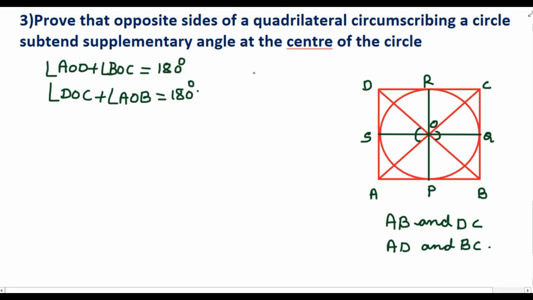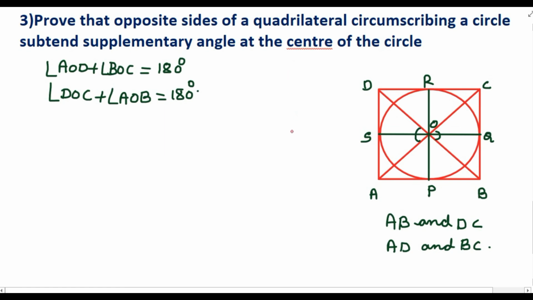So actually the quadrilateral and the circle will look like this. The figure is a quadrilateral and the circle, and the center is O, and angle AOD and the opposite angle, we need to prove that these two angles add up to 180 degrees. To prove this, we have done extra construction. We have joined OP, then OR, and you can see here OQ and OS. So these are the extra constructions we have done: OP, OR, OQ and OS.